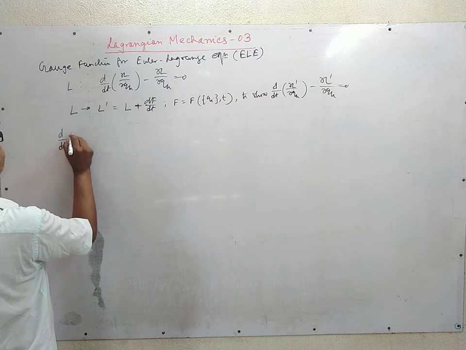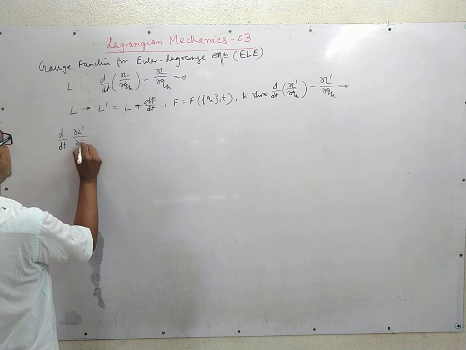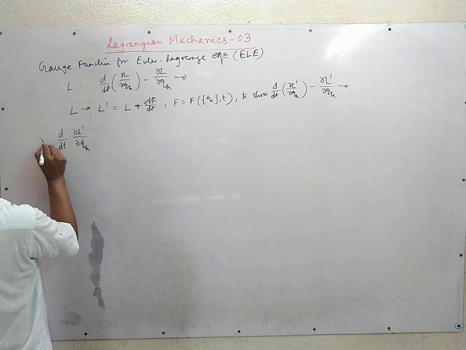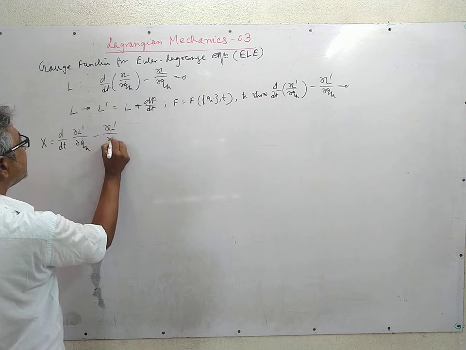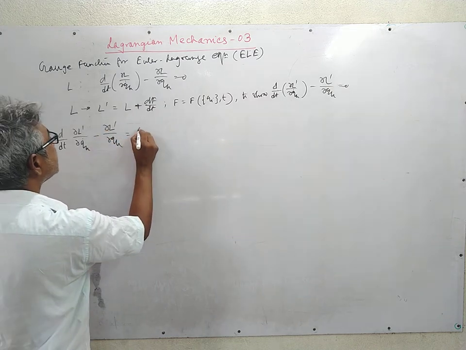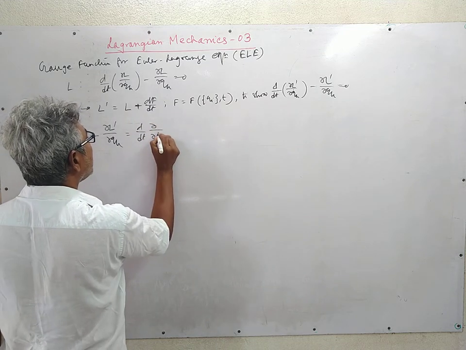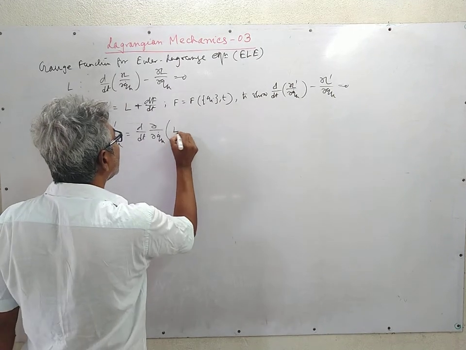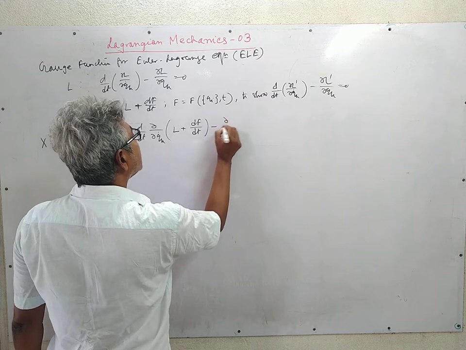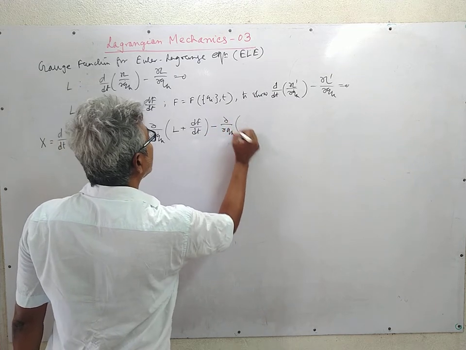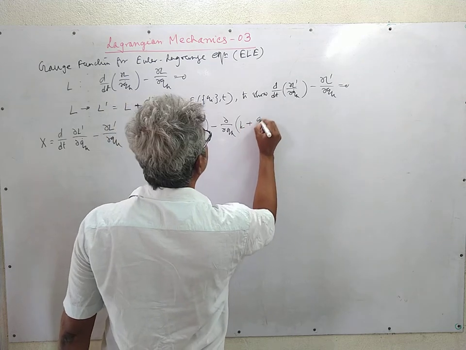d/dt of ∂L prime/∂q_k dot, where capital X we define as a quantity, minus ∂L prime/∂q_k. This is equal to d/dt of ∂L prime/∂q_k dot; for L prime, we write L plus df/dt, minus ∂/∂q_k of L plus df/dt.